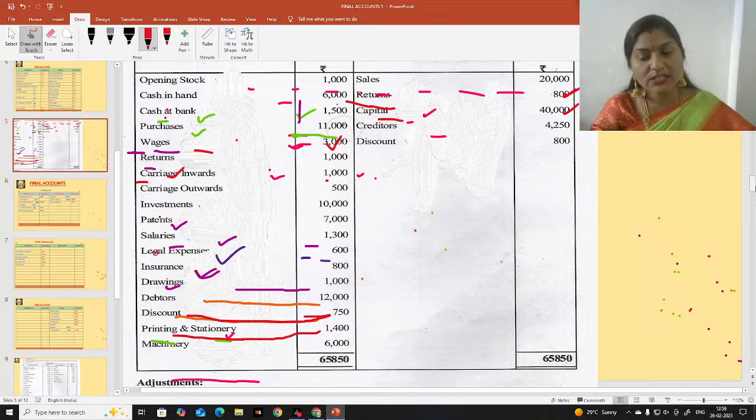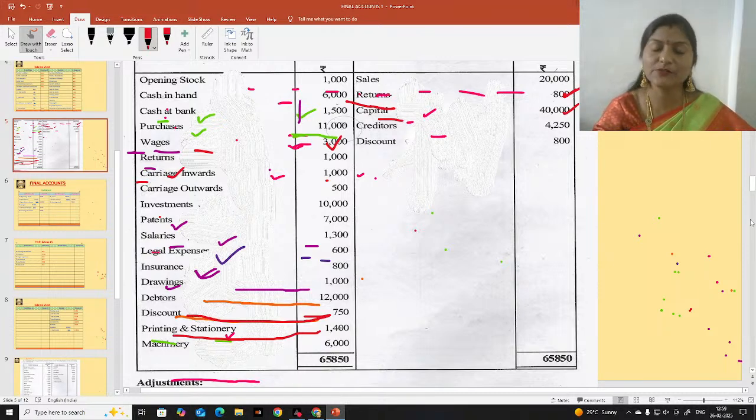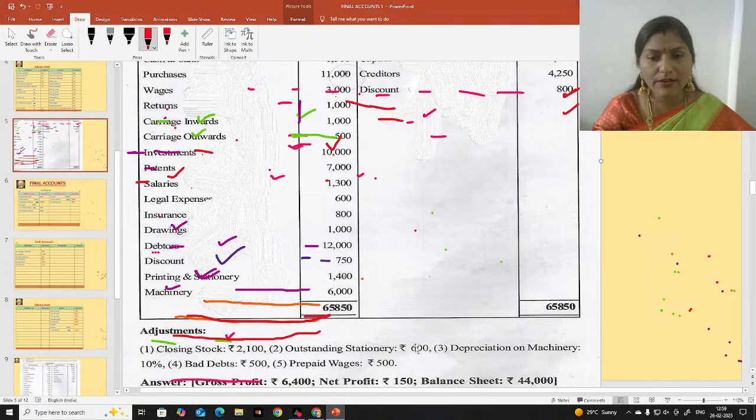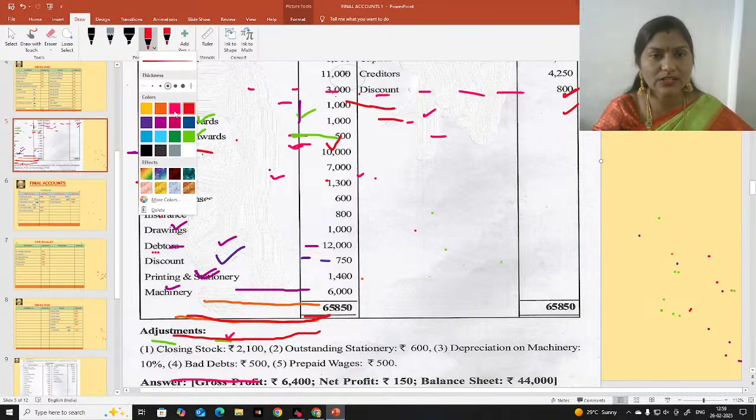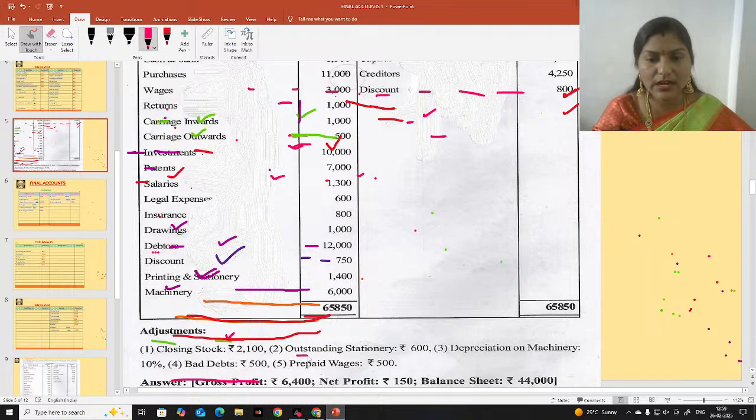So printing and stationery we always record in profit and loss account debit side, because that is office related item. Office related expenses we record in profit and loss account debit side, and I mentioned this in the format also. So 1400, and we should check whether we have any adjustment or not. So you check here, we have an adjustment here. Second adjustment is related to the stationery, outstanding stationery. They have given here outstanding stationery, you can see. So outstanding stationery 600 rupees.